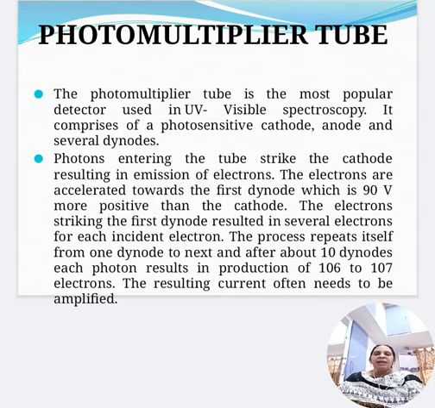That is what we have seen in this slide. The photomultiplier tube is the most popular detector which is used in UV visible spectroscopy.